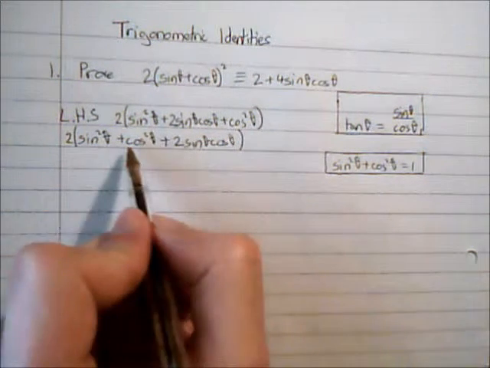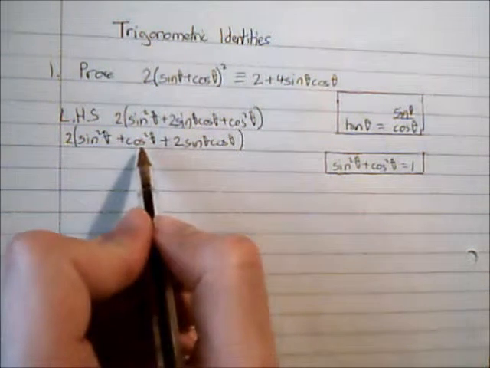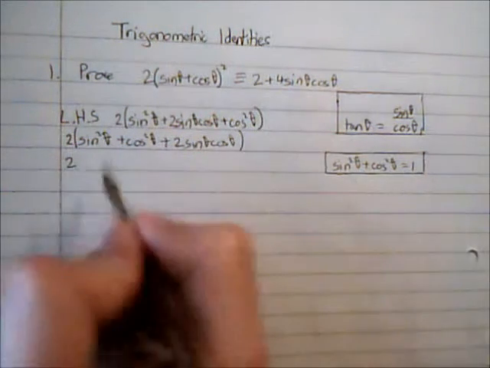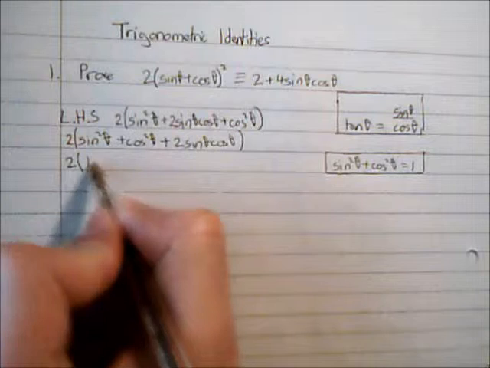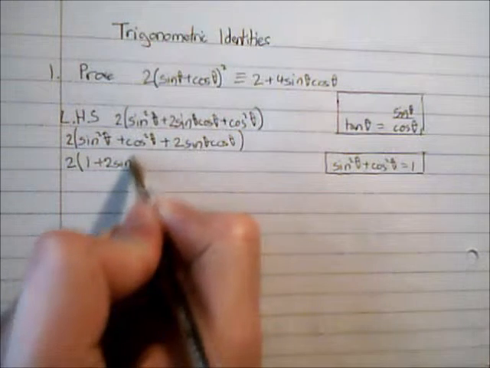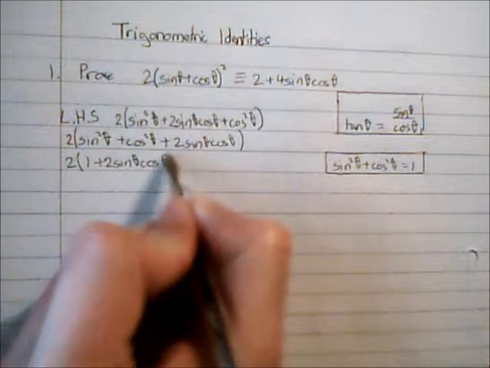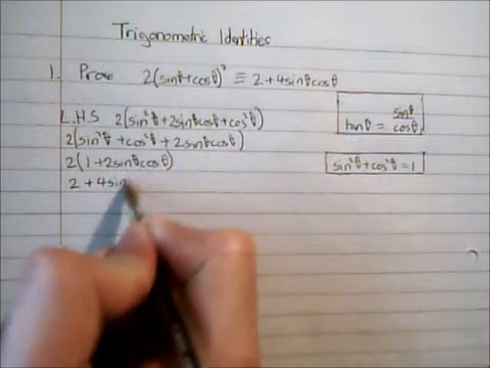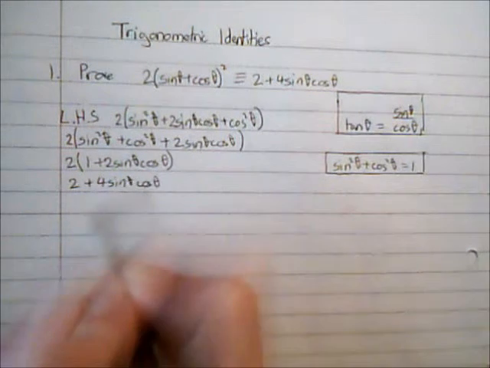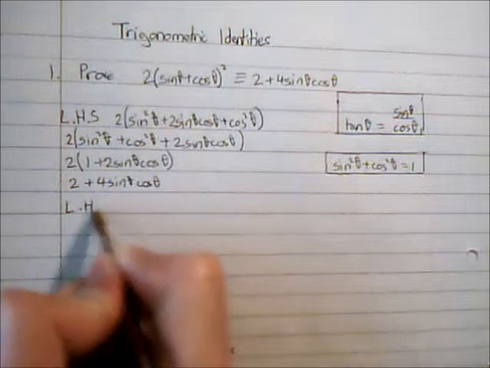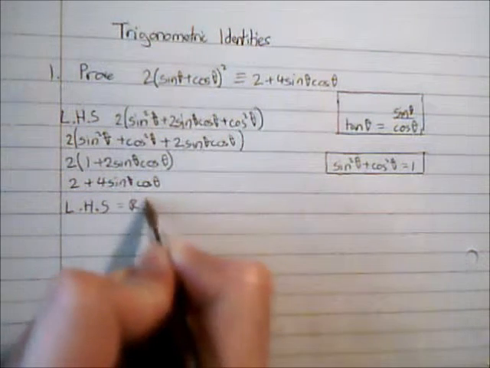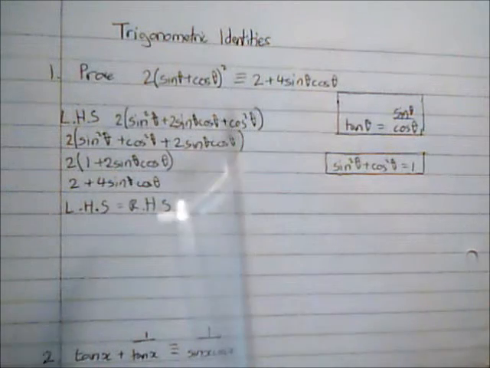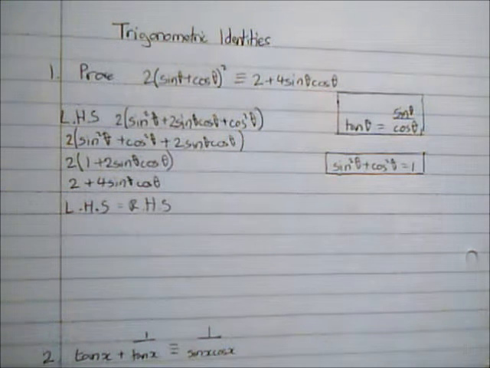Now sine squared theta plus cosine squared theta is equal to 1, which is using this identity over here. So 2 lots of 1 plus 2 sine theta cosine theta. So that's 2 plus 4 sine theta cosine theta, and then left hand side equals right hand side. So I've shown that I have manipulated the left hand side into the form where it is on the right hand side.